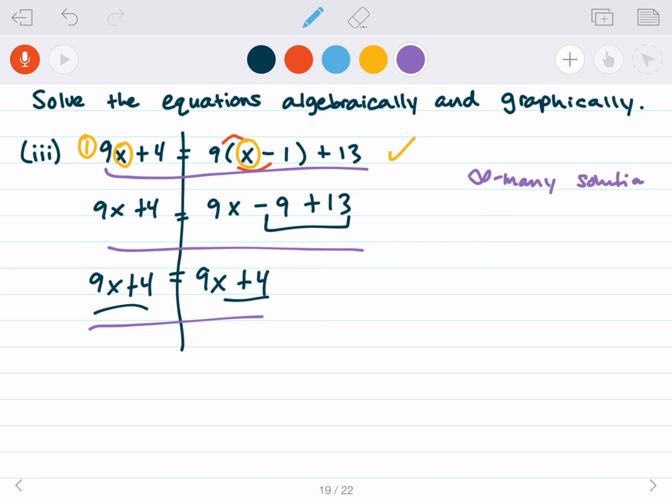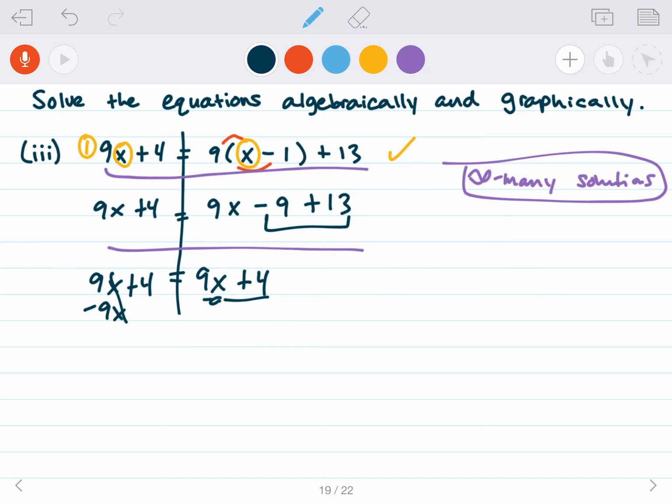We saw that graphically. Now to continue this process here, if I solve for x, I'm going to subtract 9x on both sides, and I'm going to end up with a true equation, 4 equals 4. So that's how I prove to myself algebraically that there are infinitely many solutions.